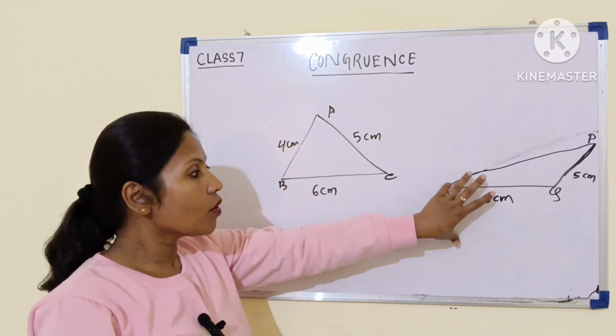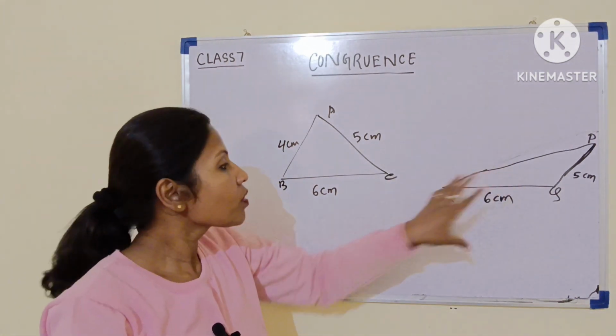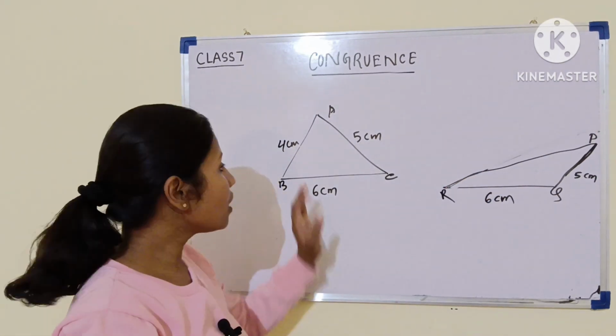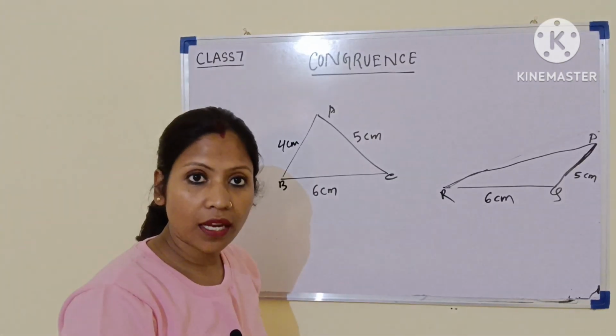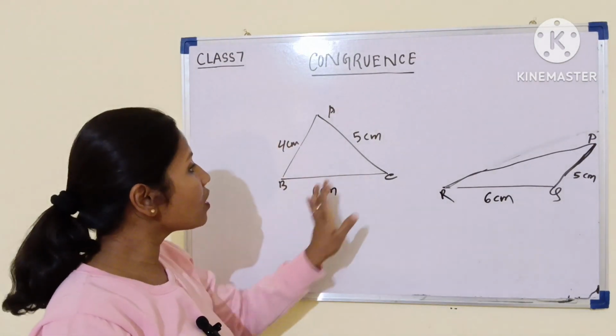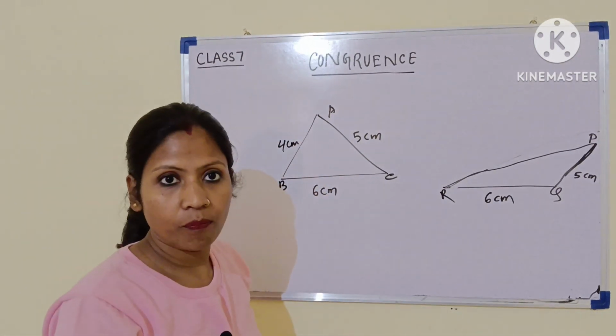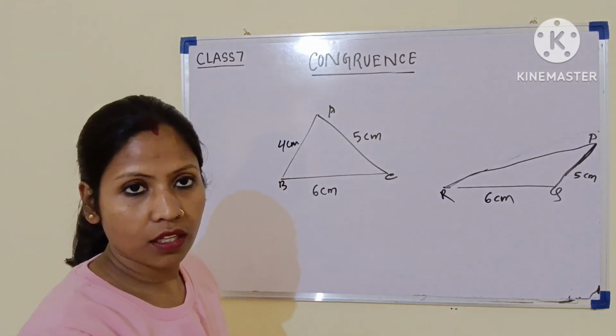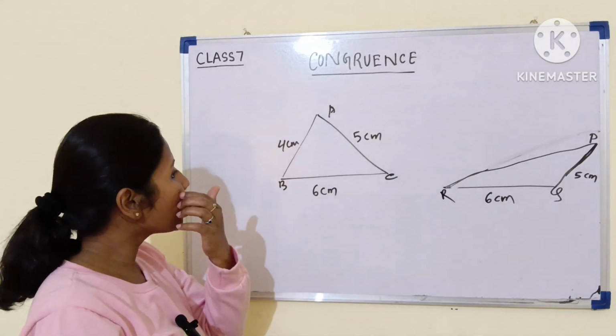Why? For being the same, the angles and sides of the triangle should be the same. Then these two triangles can be the same, right? So this angle, this angle, this angle, all three angles and all three sides should be the same. If these two conditions are not satisfied, then our rule is not satisfied.